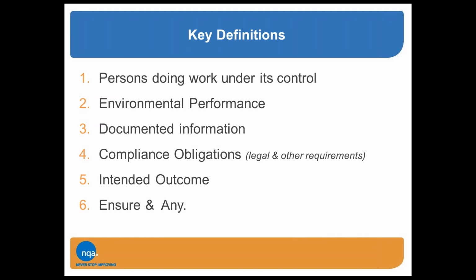Environmental performance refers to the environmental results that are achieved whenever the environmental aspects of your activities, processes, products, services and systems are managed and controlled. And indeed the intended outcome of the standard, which is shown at number 5 on the screen there, the intended outcome is improved environmental performance. Documented information has replaced a number of terms that were in the old standard and has replaced documentation, documents and records. They're all now called documented information.